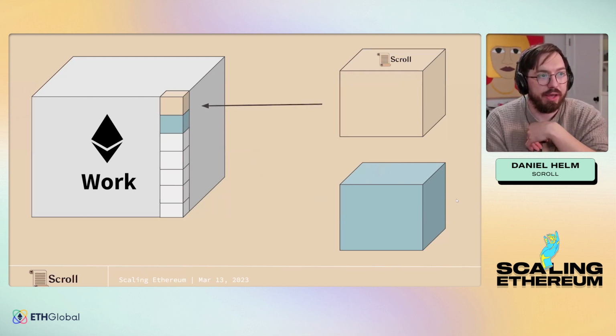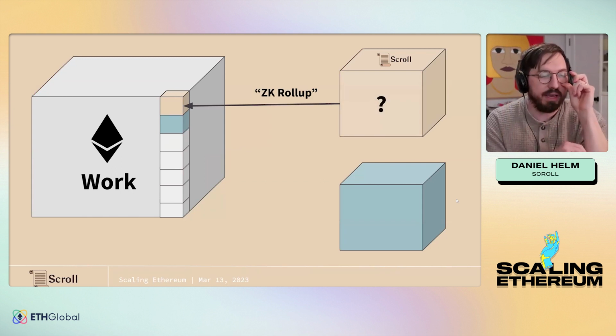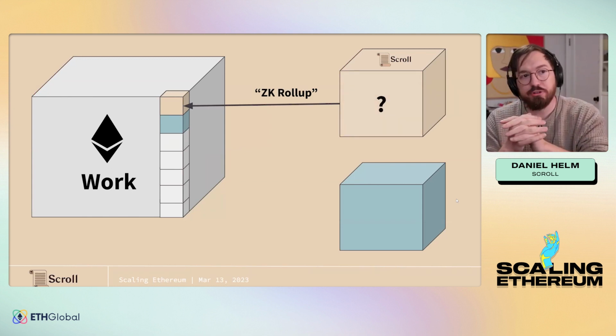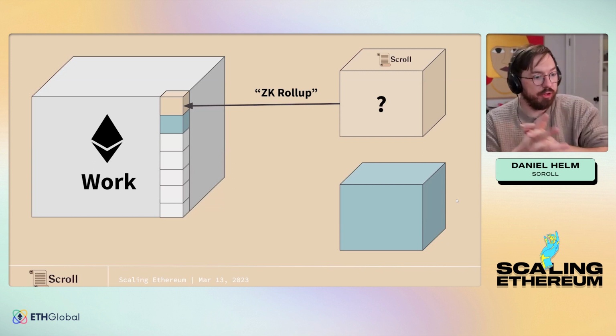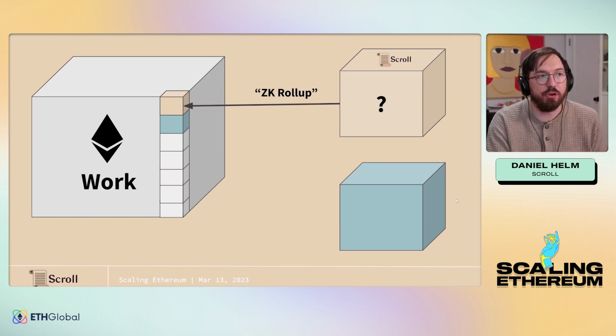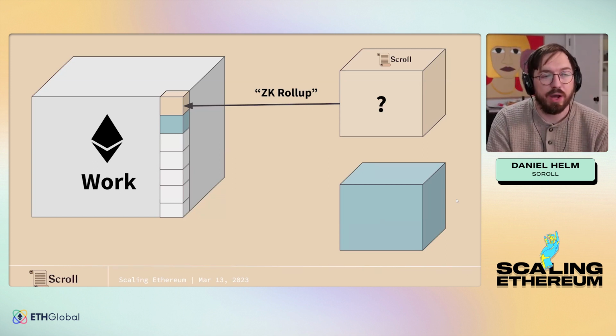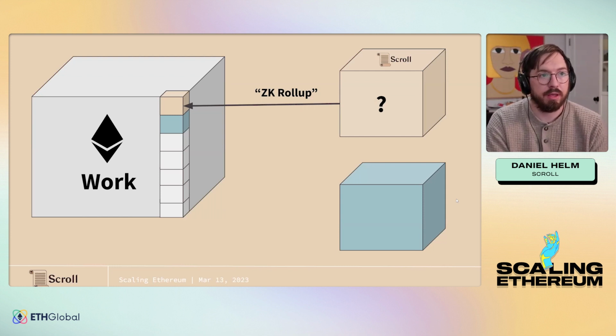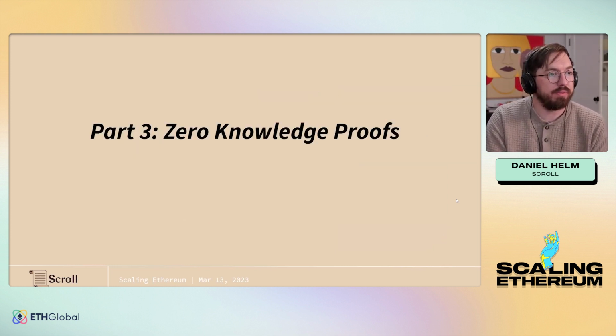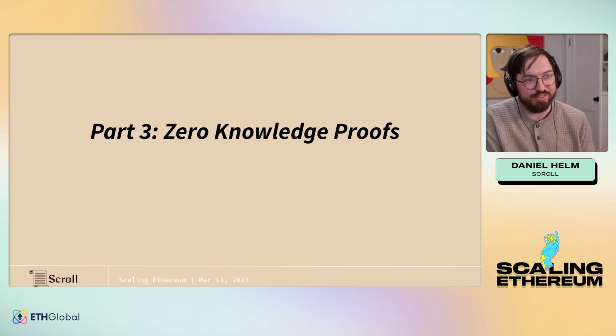Now, Scroll, on the other hand, we are not an optimistic rollup. We are a ZK rollup, back to this kind of jargon thing, zero knowledge rollup. And let's take a look a little bit at what is securing Scroll if we don't have the optimistic ideas of the other rollups. To get into this, we're going to need a super fast primer on zero knowledge proofs.